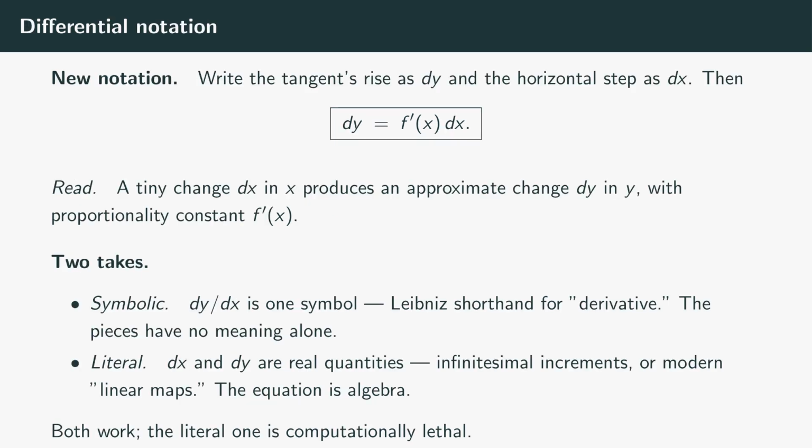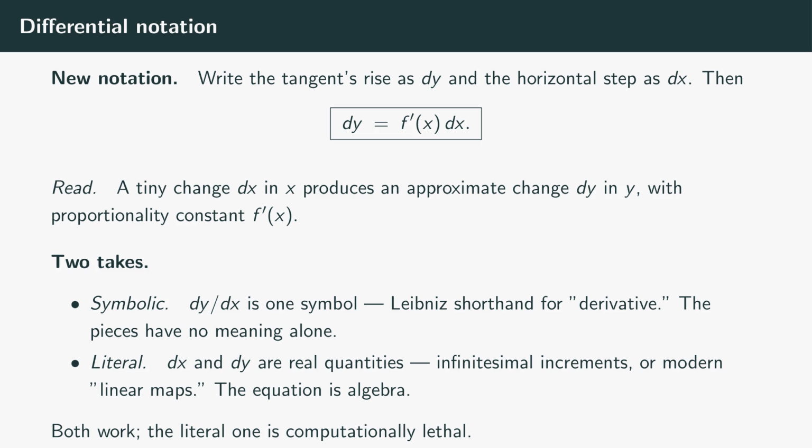Now meet a notation you've been staring at for 9 episodes and we'd never quite explained. The tangent rise, dy, and the horizontal step, dx, are related by dy equals f prime of x times dx. Read this as, a tiny change dx in x produces an approximately tiny change dy in y, and the proportionality constant, the conversion factor, is the derivative. There are 2 ways to interpret this equation, and both are useful.